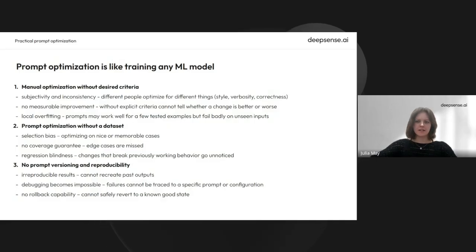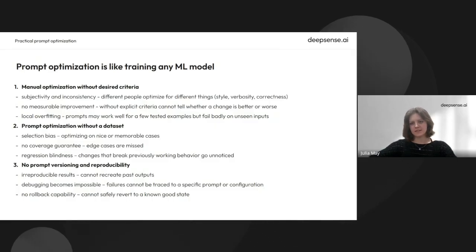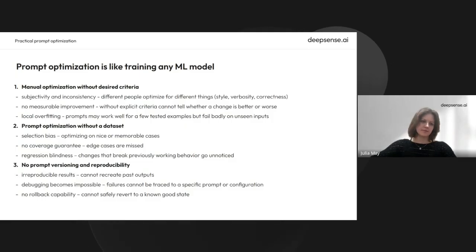So the main things that can go wrong are when we're doing the manual prompt optimization without desired criteria. So you're basically just doing something, changing, and we don't know how it's going to perform. If it's better, if it's worse. So the problems are definitely subjectivity and inconsistency, because different people optimize. Some people optimize for style, some for example, correctness.